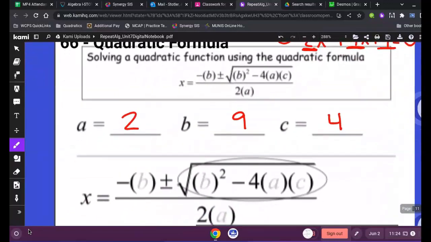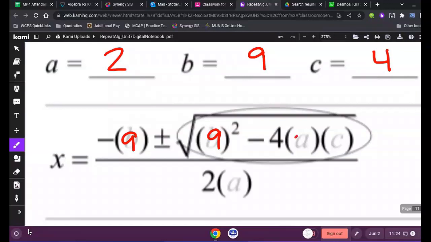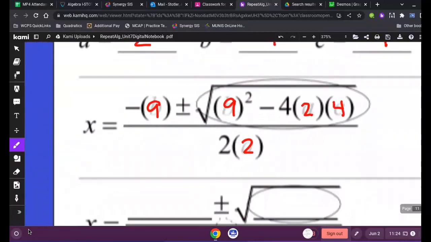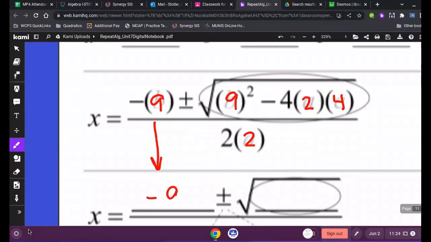So your B value is 9. So that goes in the first 2 sets of parentheses. Your A is 2. Your C is 4. And then A goes on the bottom again, so 2. So we plug in the numbers of A, B, and C. We're going to take the opposite of 9. So the opposite of 9 is negative 9.